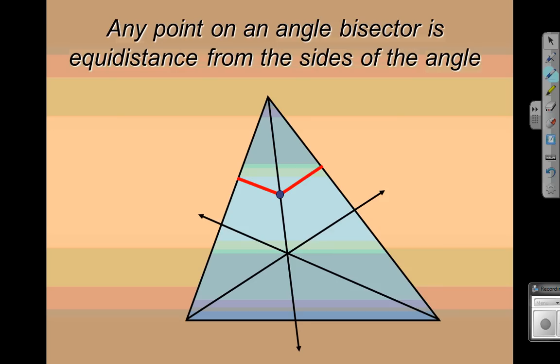Any point on an angle bisector is equidistant from the sides of the angle. So you can see that this point here is equidistant from the sides. This point down here on the bisector is also equidistant because it's a bisector.